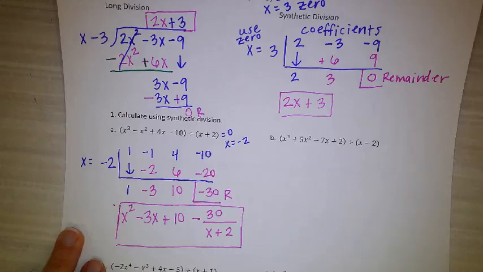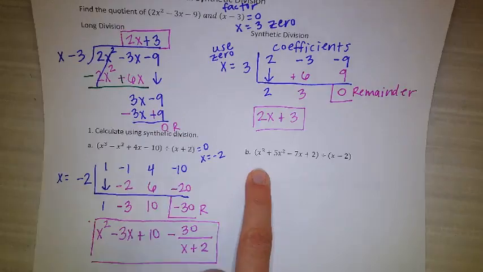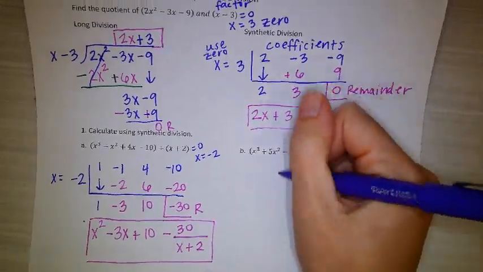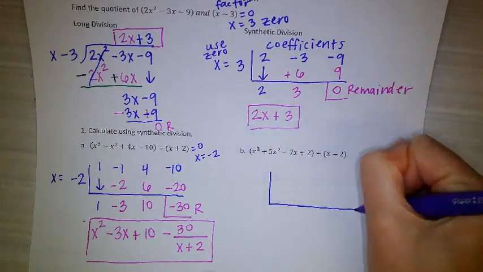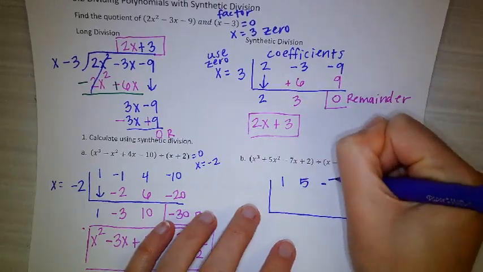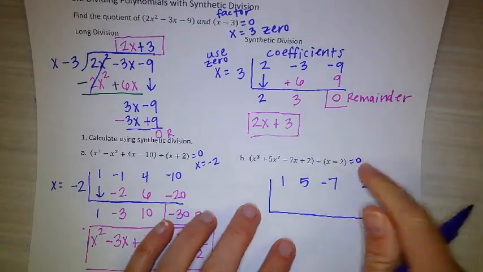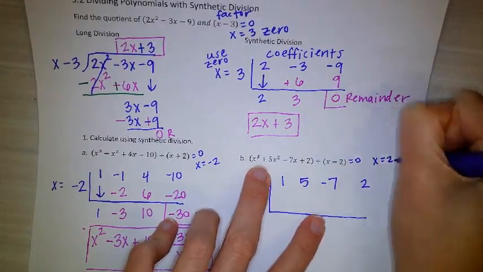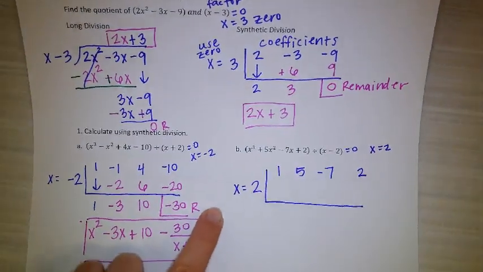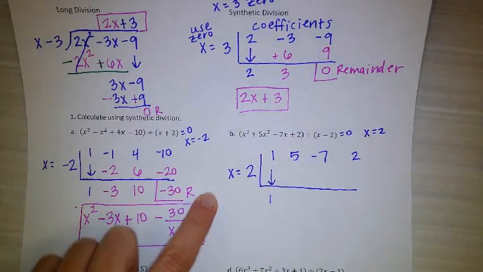Okay, let's do it again. Let's get more familiar with the process. I have something cubic again divided by something with x. If you're watching this video outside of class, you might want to pause the video and try it and then check. So 1, 5, -7, and 2. Set your factor equal to 0. So x equals 2 is what I'm going to use outside my synthetic division. Bring your first coefficient straight down, and then we get to the fun part.